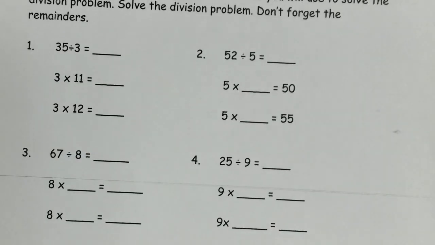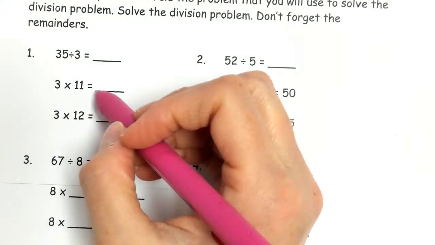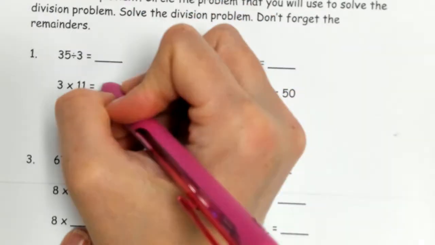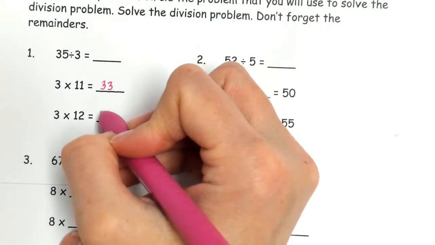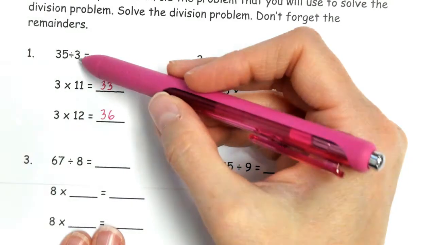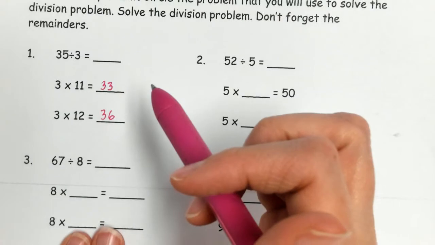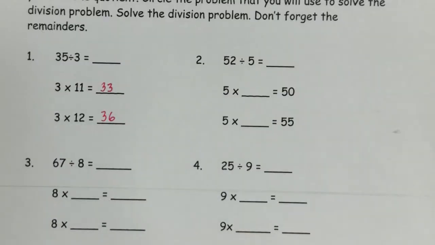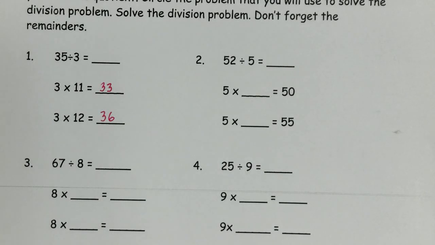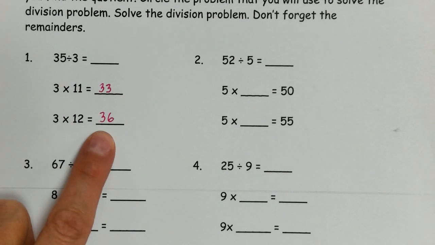All right, so let's start with number 1. I'm looking at 35 divided by 3. What is 3 times 11? 33. What is 3 times 12? 36. Okay, which one am I going to use to solve 35 divided by 3? 3 times 11, because 36 is over. I can't go over. Remember, I am dividing the candy, and I only have 35 pieces of candy. So I don't have 36 pieces of candy. So I can't go over.